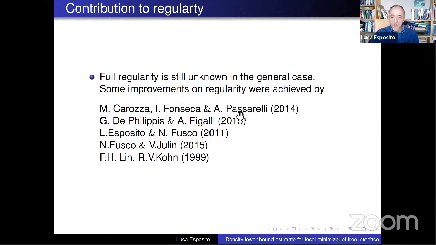Benita, Carrozza, Irene Fonseca, and Passarelli proved a result in 2014 that we will see in the following. And also De Philippis and Figalli proved a result in 2015, which is related to another result that we will also see in the following. Another result was proved by Fusco and Julin in 2015. And there is also a result of myself and Nicola Fusco in 2011, and of Fonseca, Fusco, and Kohn in 1999.